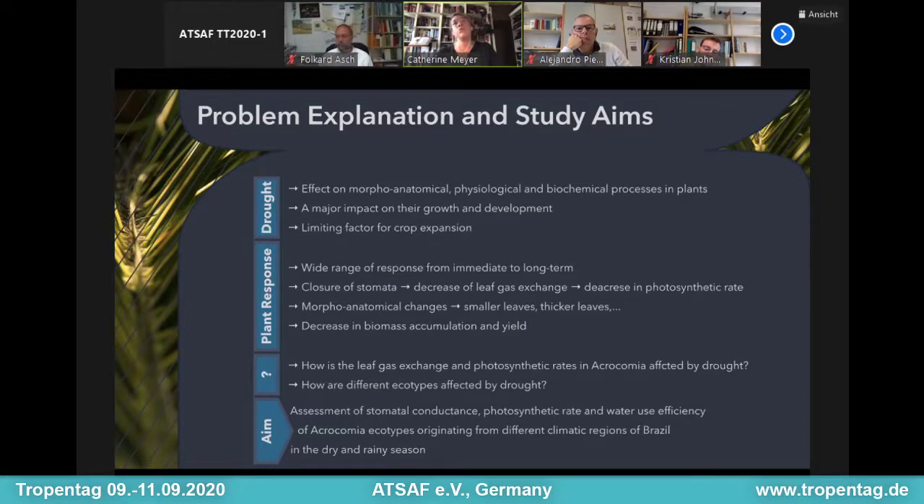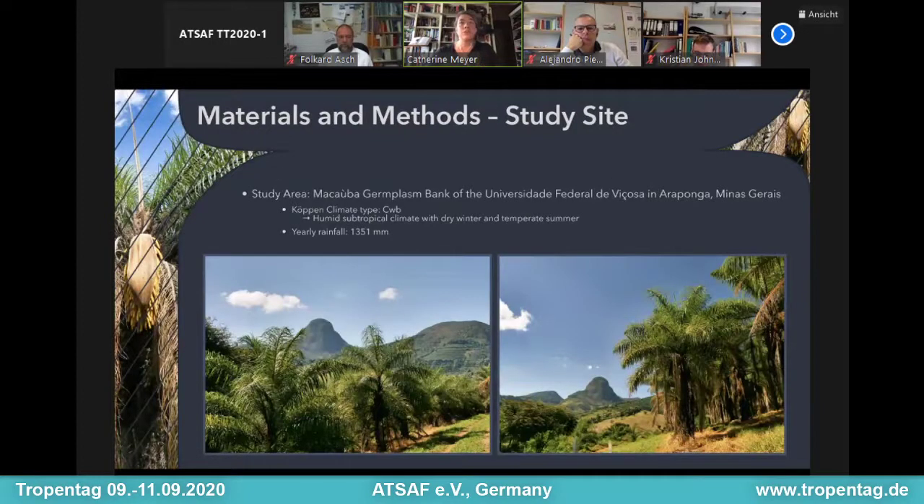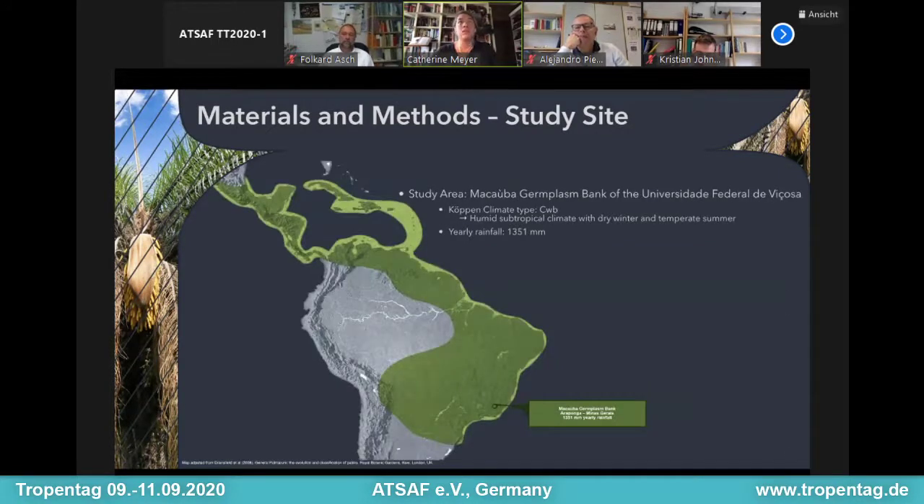So the aim was to assess the stomatal conductance, photosynthetic rate, and water use efficiency in Acrocomia ecotypes coming from different climatic provenances. The study was conducted at the Macaúba germplasm bank of our partner university, the Universidade Federal de Viçosa, in Araponga, Minas Gerais, in southeastern Brazil.